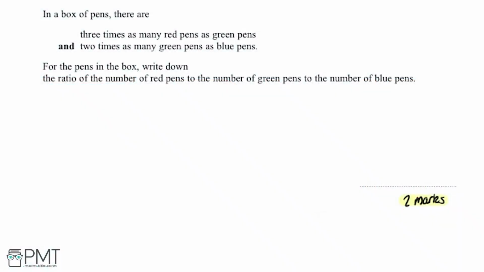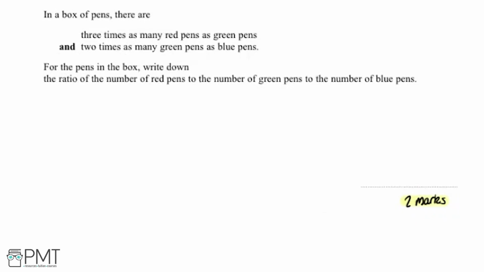In a box of pens, there are 3 times as many red pens as green pens, and 2 times as many green pens as blue pens. For the pens in the box, we need to write down the ratio of the number of red pens to the number of green pens to the number of blue pens. And this question is for 2 marks. Okay, so we're going to go through the question really carefully and break it down.